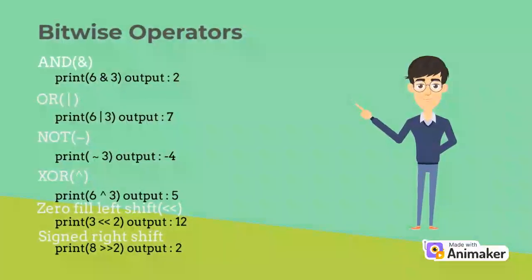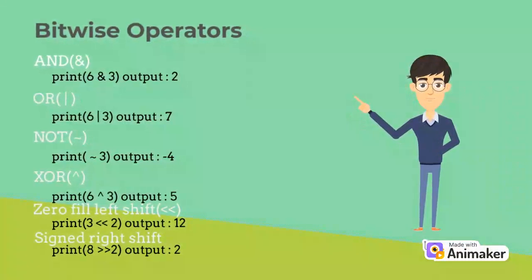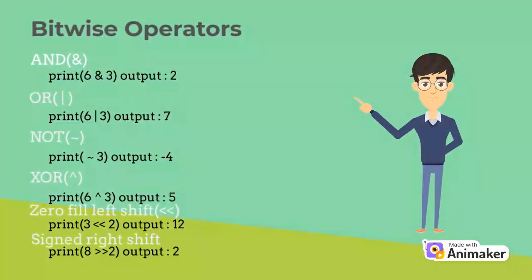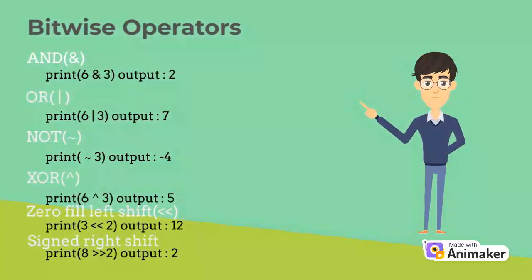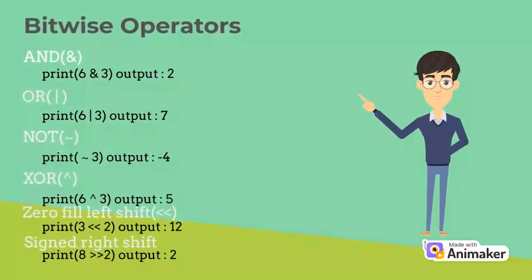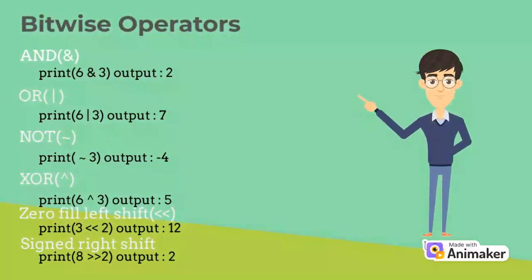Bitwise operators. And operator, we use 2 values in print 6 and 3, output is 2. Or operator, we use 2 values in print 6, output is 7. Not operator, we use one value in print not 3, output is 4. XOR operator, we use 2 values in print 6, output is 5.